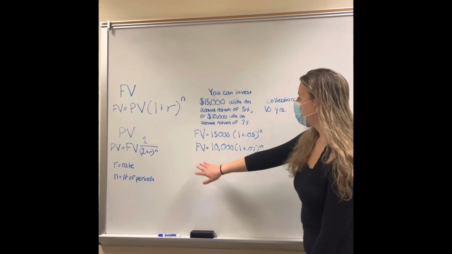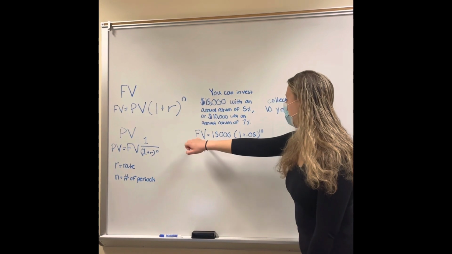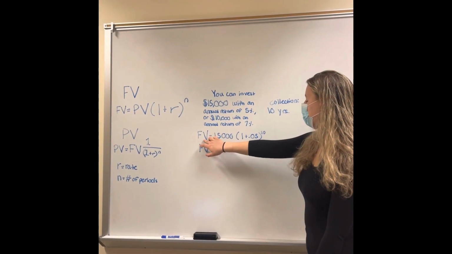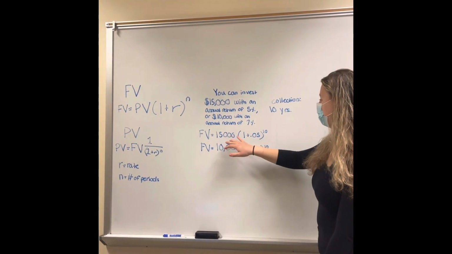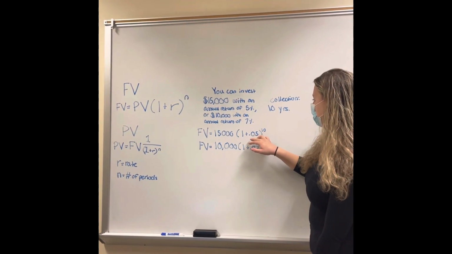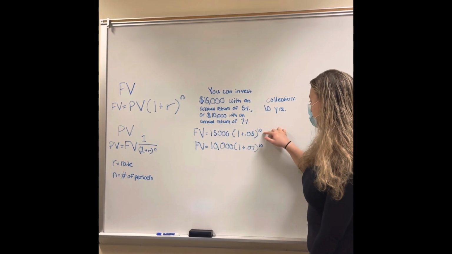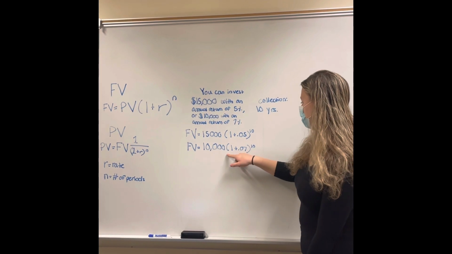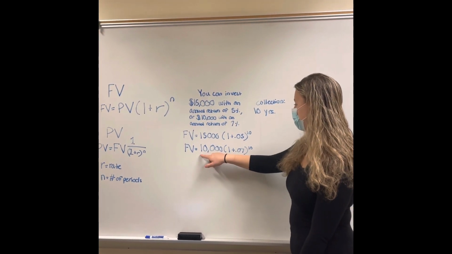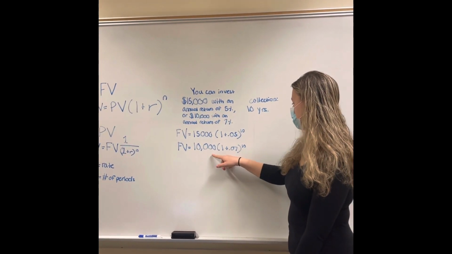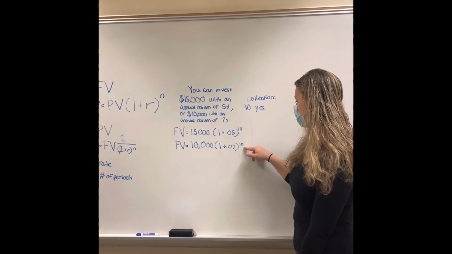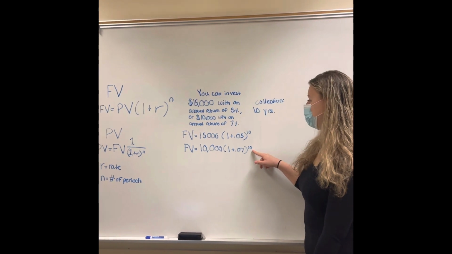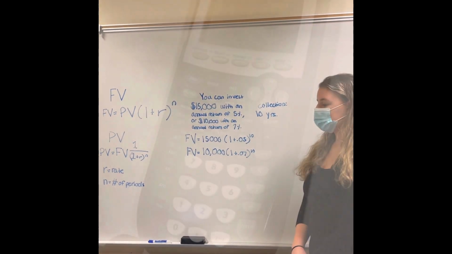So as you can see, we use the first formula, and all you have to do is plug in the numbers. So for the first one, our future value equals $15,000, and then you're going to do 1 plus the interest rate to the number of periods, which is 10. And the second one follows the same formula where you're just changing the numbers to 10,000 with a 7% interest rate, and the number of periods stays the same. So what we're going to do for this is just plug it into our calculator.